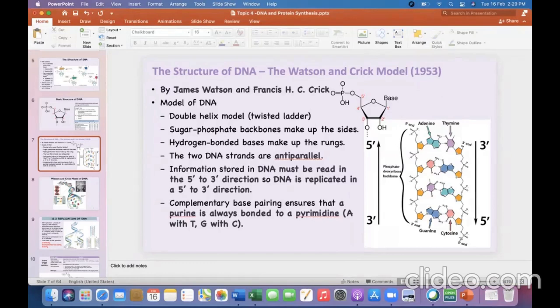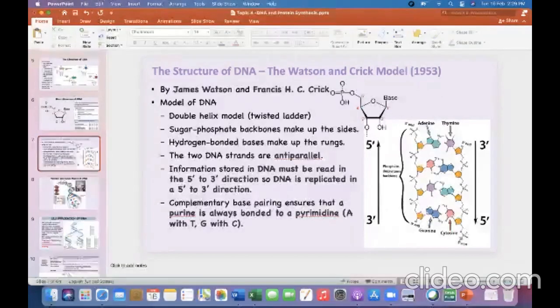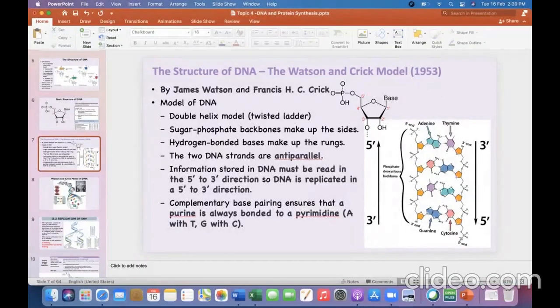Okay, information stored in DNA must be read in the 5' to 3' direction. So, DNA is replicated in a 5' to 3' direction. So, if you look here, this is a 5' end. See? Phosphate group. Okay? So, this is a 3' end. There is an OH here. Okay? This is the hydroxyl end. Okay, this is the phosphate end.